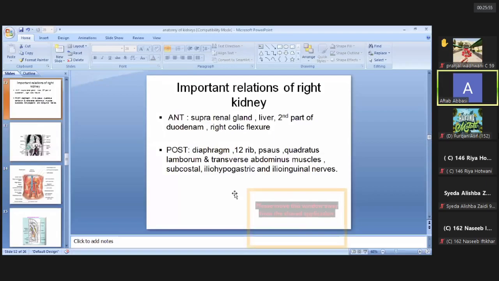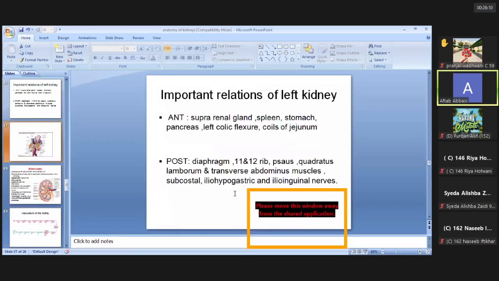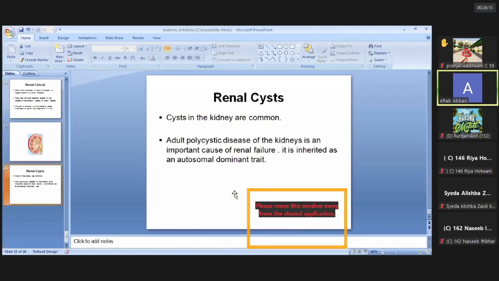Important relations of the right and the left kidneys. These questions are related to your OSPE. After the identification of the kidney, the second question may be related to the relations of either the right or the left kidney. Then blood supply is also important, and a few clinical correlates.